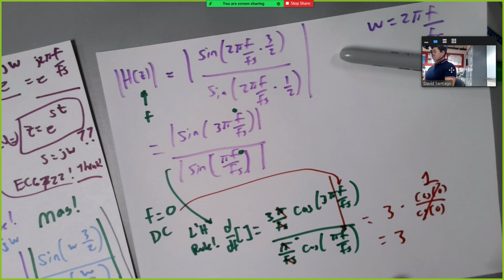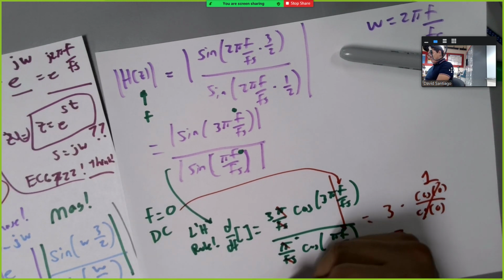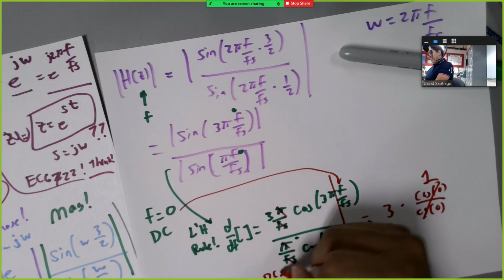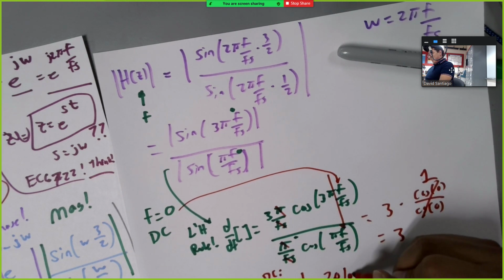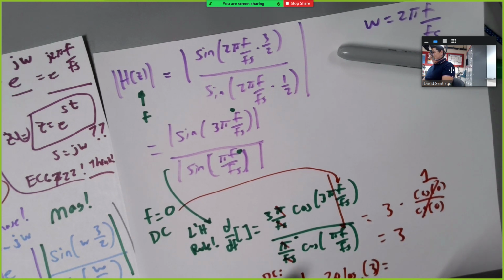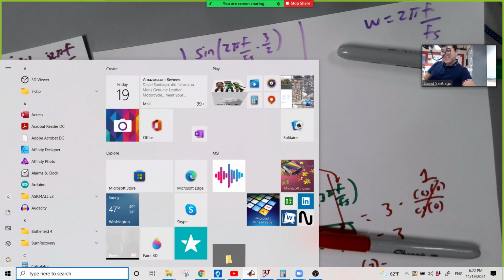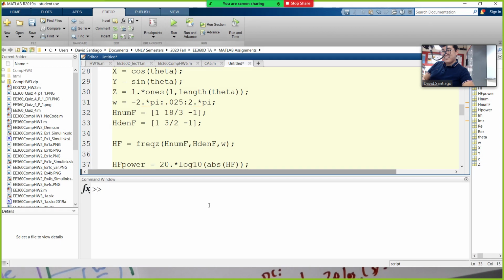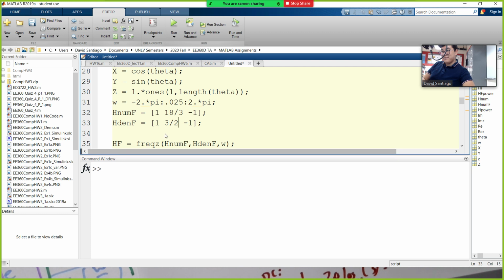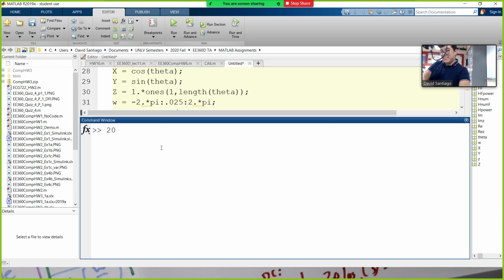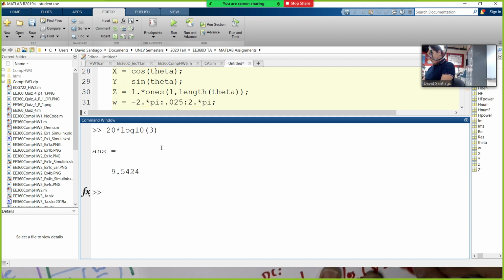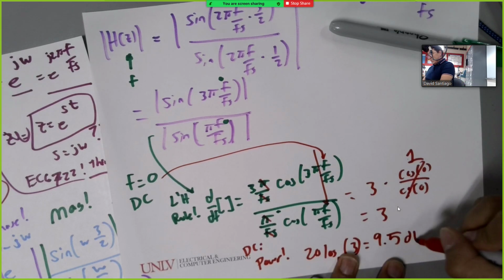Easy, done. And now if you wanted to get the DC power, all we do is 20 log 10 of 3, and that is equal to, does anyone know that off the top of their head? I'm going to use MATLAB. Oh, look at that. 20 times log 10 of 3 is 9.5 dB. And there we go. Pretty cool, right?